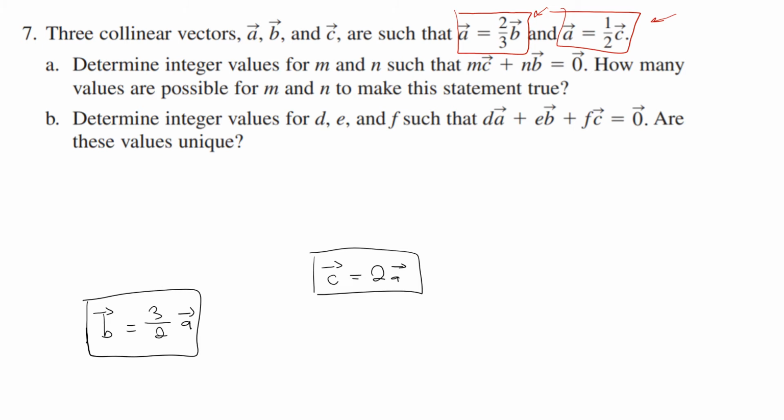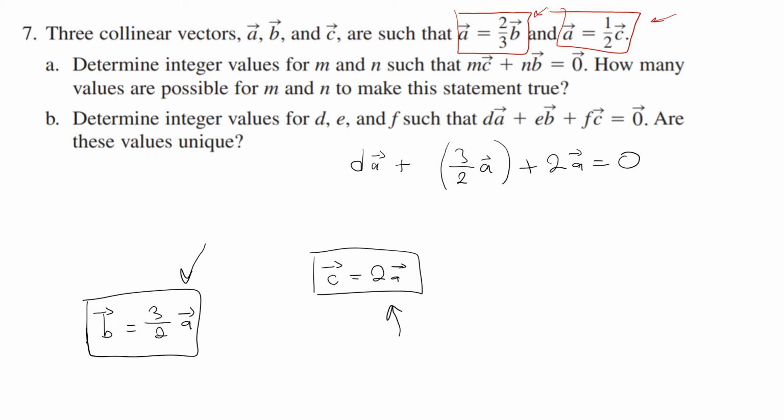Now for the second part, it wants me to determine the integer values for d, e, and f, right? They also ask, are these values unique? So I'm going to do the same thing. I'm just going to write everything in terms of a. Right now what I have is dA, and I have EB, where I found B in terms of A, so I can just plug that in, saying E and 3 over 2A. We don't need to write the E because we replace it by the constant. And I do plus, whatever C is replaced by, so that's 2A. And this will equal 0.